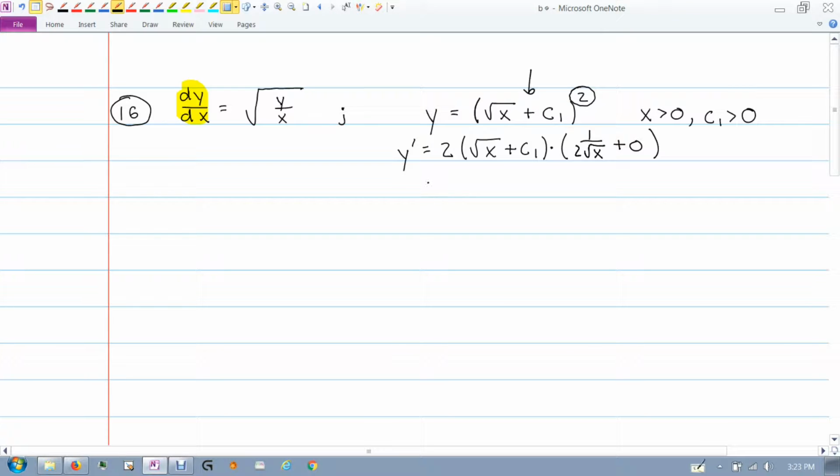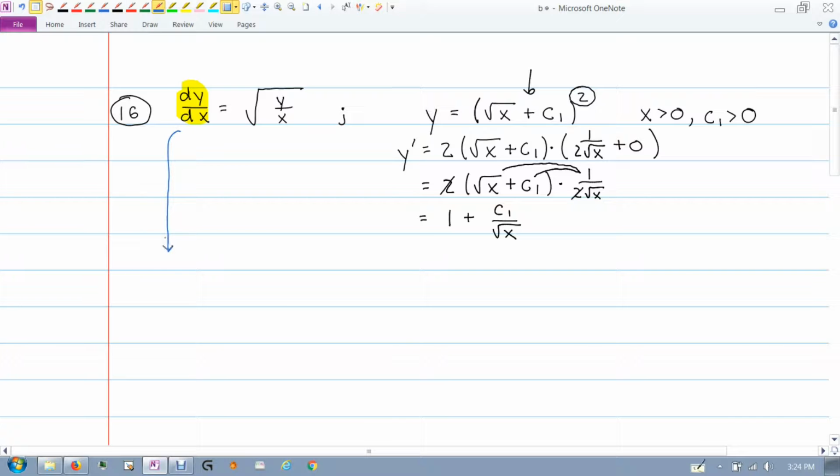Now let's just try and clean this up a little bit. This is 2 times parentheses root x plus c sub 1 times 1 over 2 root x, and the 0 is gone, so I don't need the parentheses anymore. The 2's cancel, and I guess maybe I can distribute this through. So 1 over root x times the root x, that's going to give me 1, and then I should get c1 over root x. That should be it, and that's my y prime. So let's check this now.